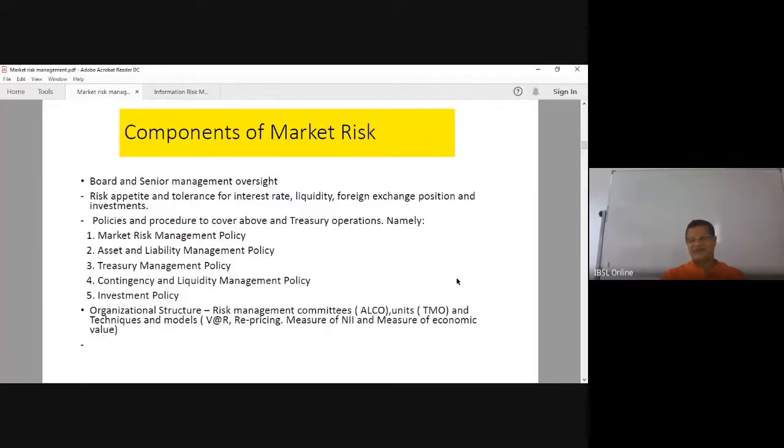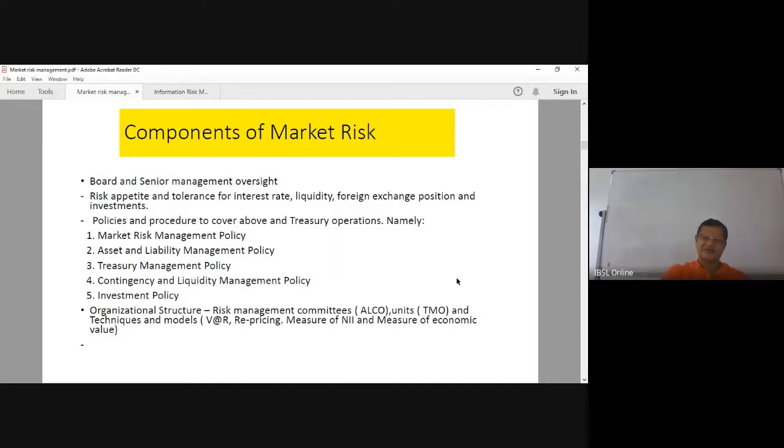So you will have risk management committees, you will have ALCO, Assets and Liability Management Committee, you will have units in Treasury Middle Office, which adapt techniques and models, they do various computations of mark-to-market or value at risk, sensitivity analysis. That's where the organization structure, where the market risk is being placed. So it is well defined.